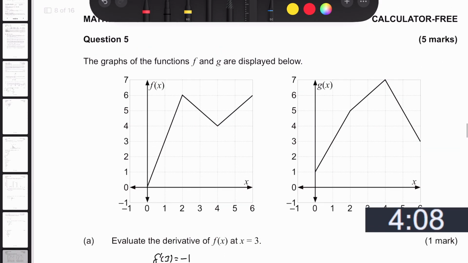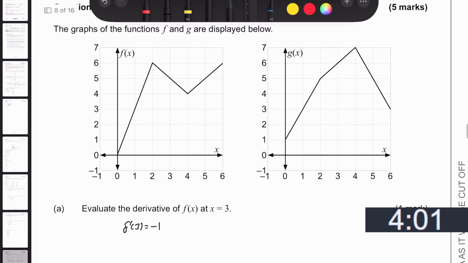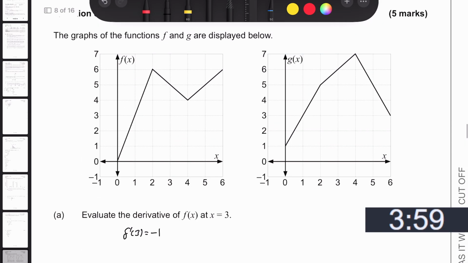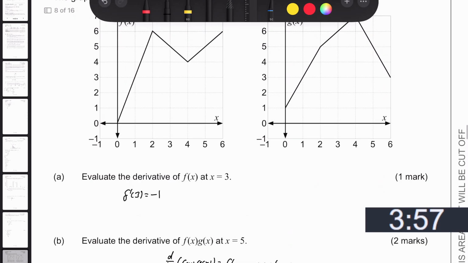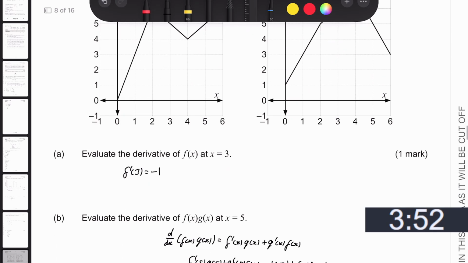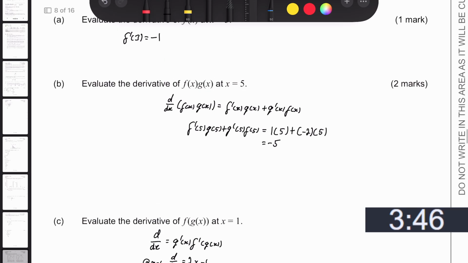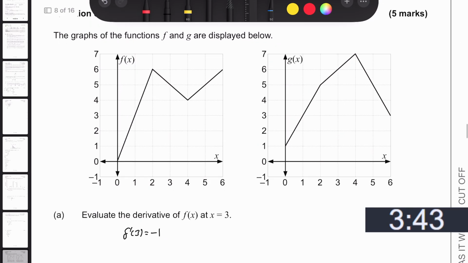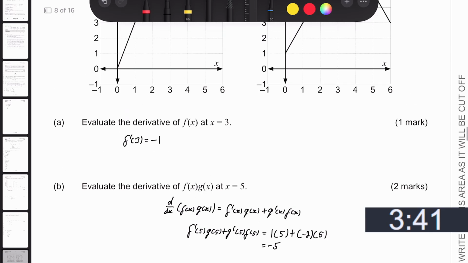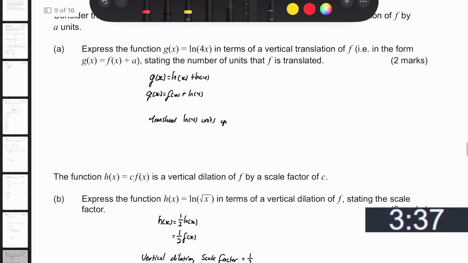Derivative of f of x at equals 3 and negative 1. Derivative of f of x at 5 is 1. G of x at 5 is 5. Derivative of g of x is negative 2. F of x at 5 is 5, so negative 5. Derivative of g of x, derivative of f of g of x. So then derivative of g of x at x equals 1 is 2. G of 1 is 3, derivative is negative 1, so negative 2.